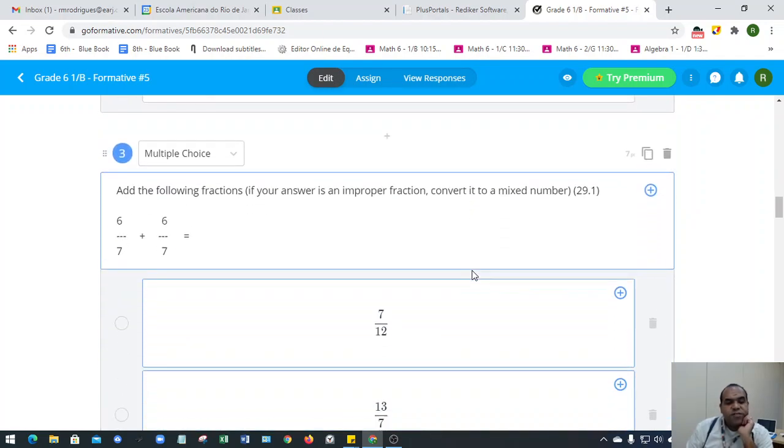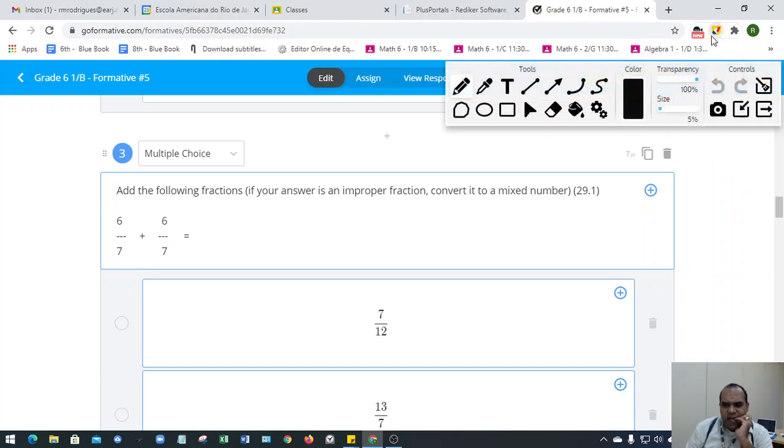Great. Number 3, add the following fractions. If your answer is an improper fraction, convert it into a mixed number. Great, remember how to do it. I think you remember the steps. Here, the numbers have the same denominator. They're like denominators. We learned it: we keep the denominator, and we add the numerators. 6 plus 6, 12. 12 over 7.